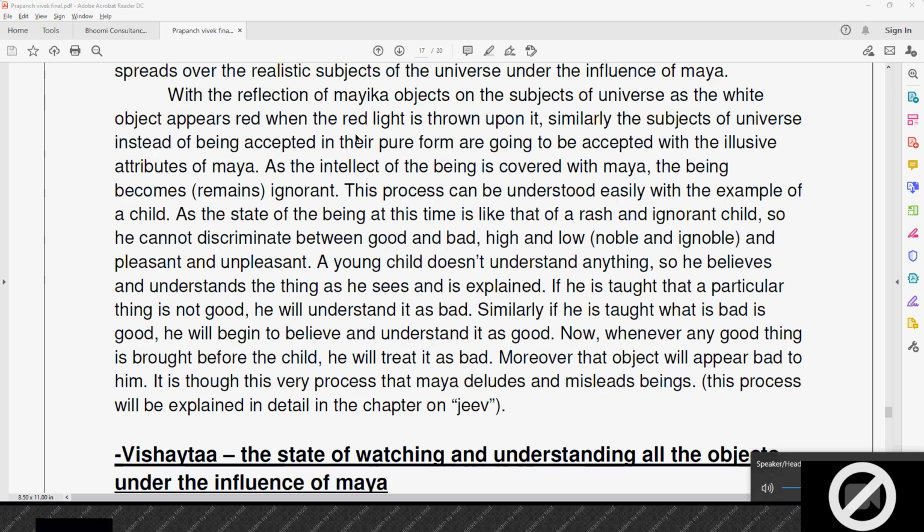So that process is explained here. The first step is that Maya covers the intellect of the being. Secondly, Maya will be creating elusive subjects in the intellect of the beings, which are replicas of the worldly objects, but those are elusive.